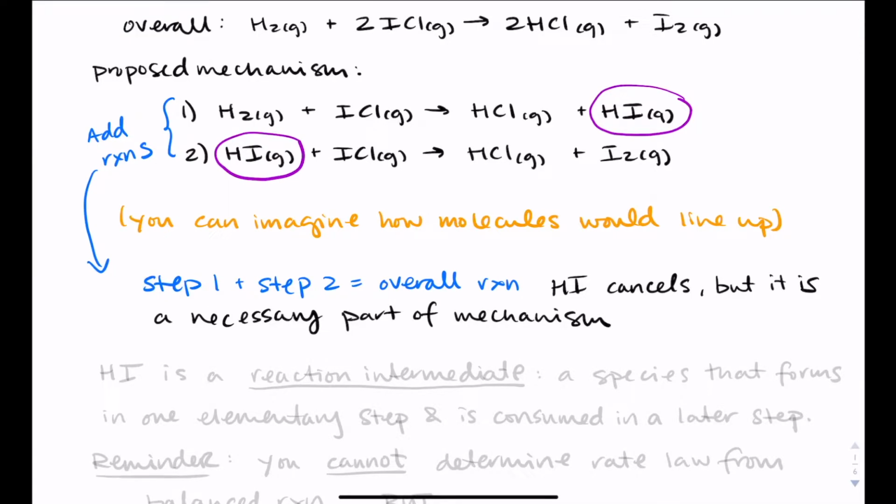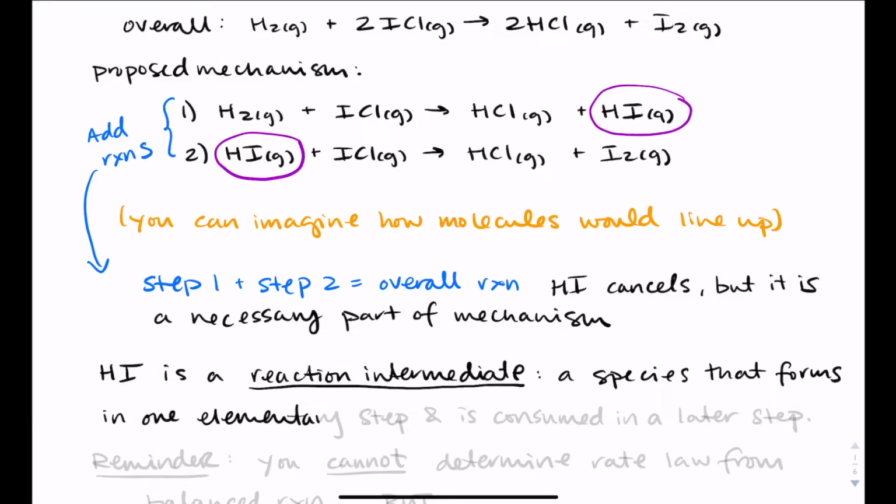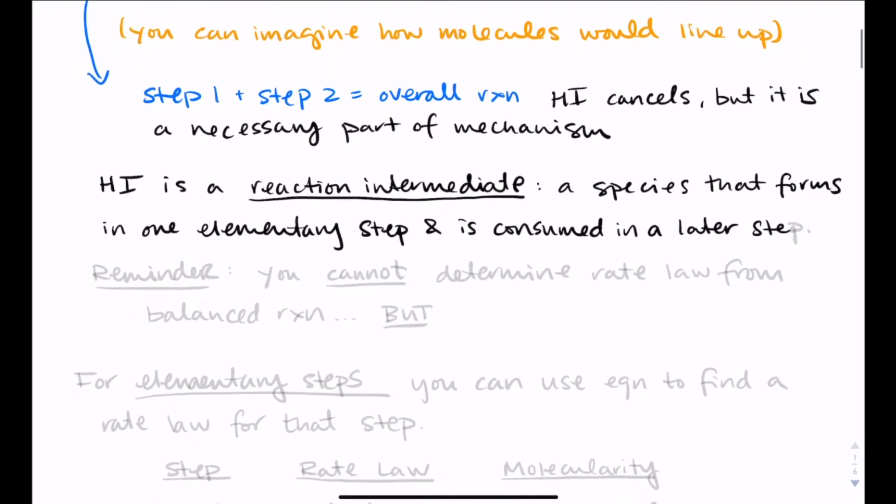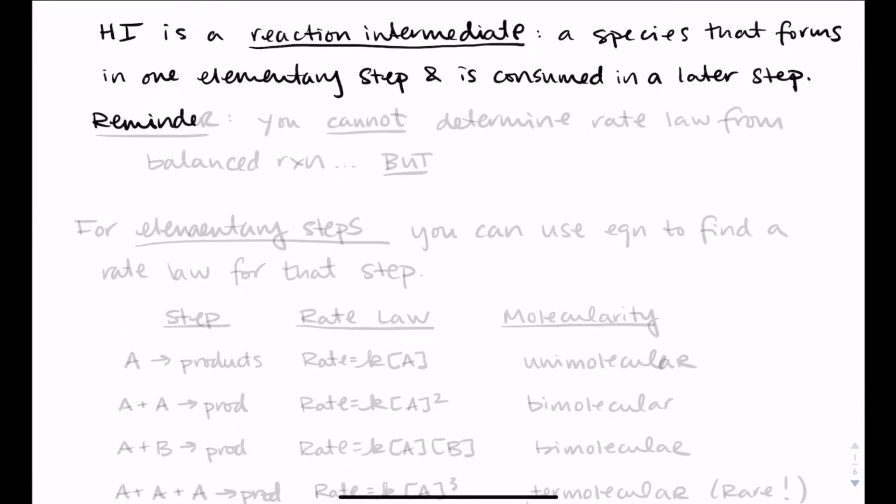So HI is something that we call a reaction intermediate. This is a species that forms in one elementary step and it's consumed in a later step. So it is something that we could isolate. So it's different from a transition state, but we don't have any at the end. We make it and then we use it in some later step. So what we will do is take the elementary steps, see if they add up to the overall reaction, and then see if they give a rate law that matches what we know the rate law should be. So there's a lot of information you have to be given in order to determine if a mechanism is valid, and this is how we will do it.